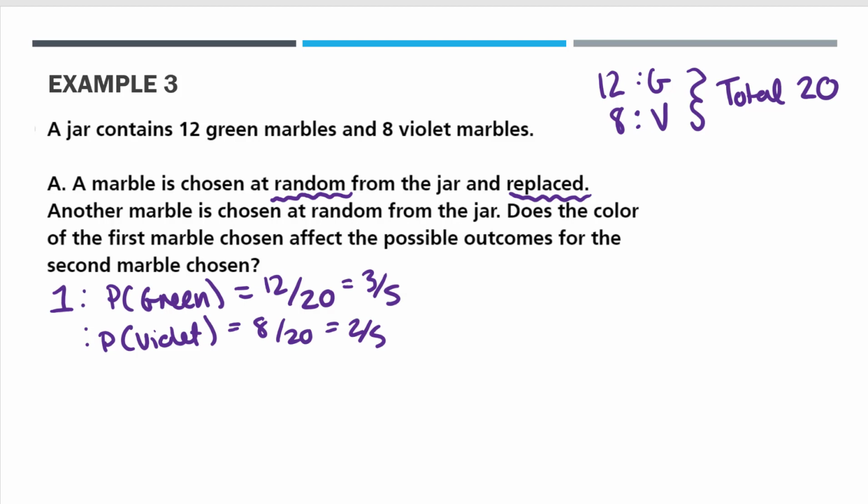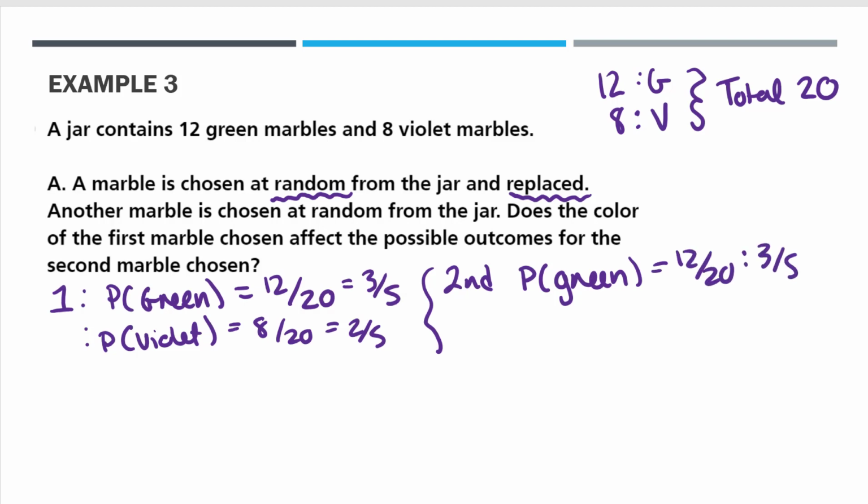The question says that that marble is replaced, and then we pick a second one. So that means that all 20 marbles are back in that jar. So when we pick a second one, the probability of a green is 12 out of 20, which is 3 out of 5, and the probability of a violet is 8 out of 20, which is 2 out of 5.